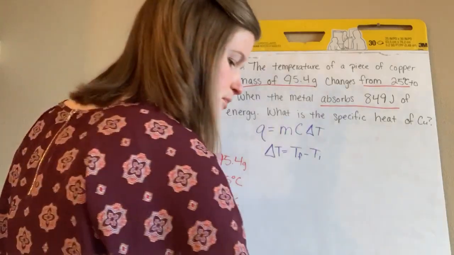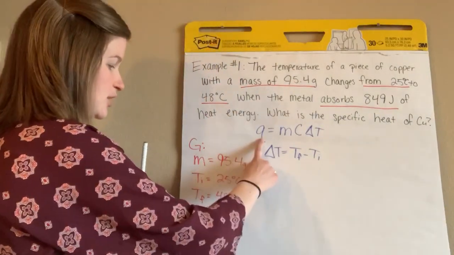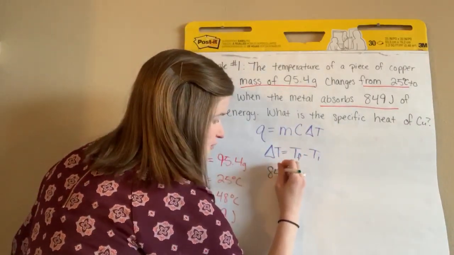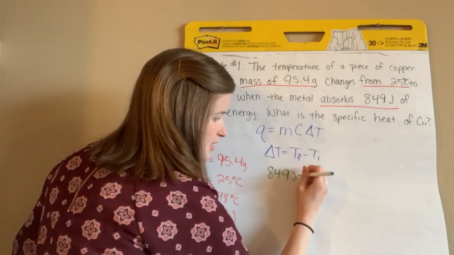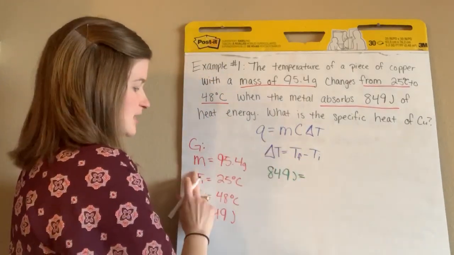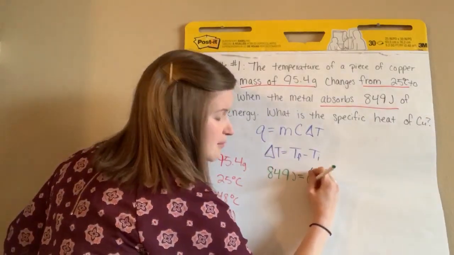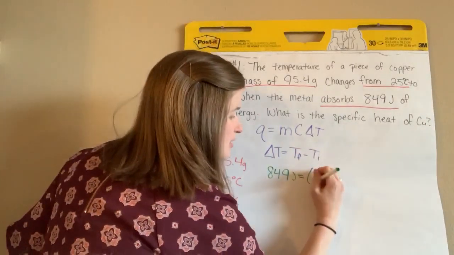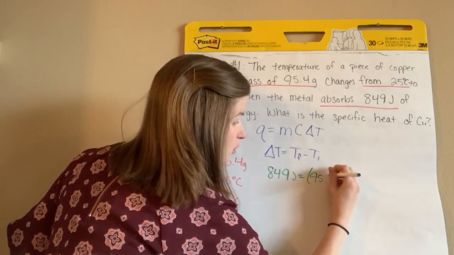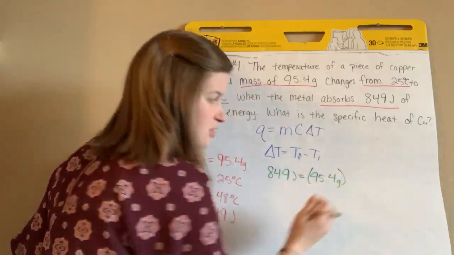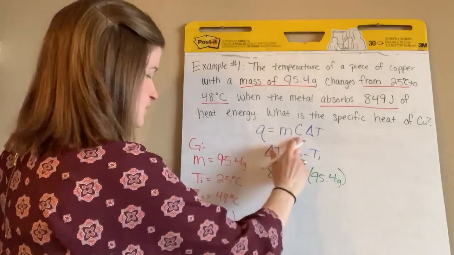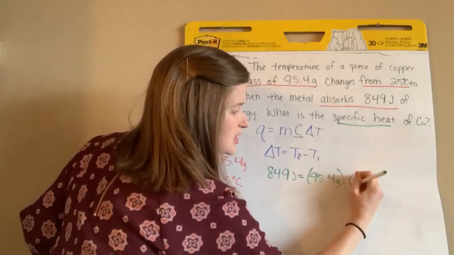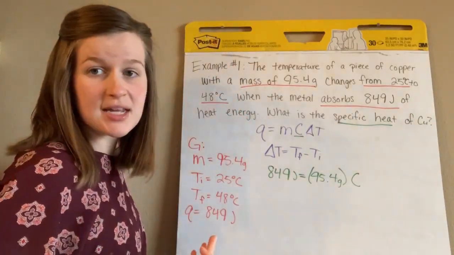So, plugging in. For my Q, I'm going to have 849 joules is equal to, and next comes my mass. I know my mass, so I will plug that in. I'm going to put parentheses around it so I know whenever one number ends and the next begins. So that's 95.4 grams in those parentheses, because that's the end of mass. The next one coming up is C. C is specific heat, and C is what I'm solving for, so I'm just going to leave C as is. That's what I'm going to end up solving.